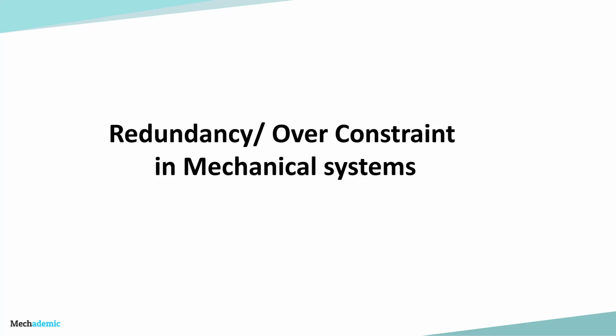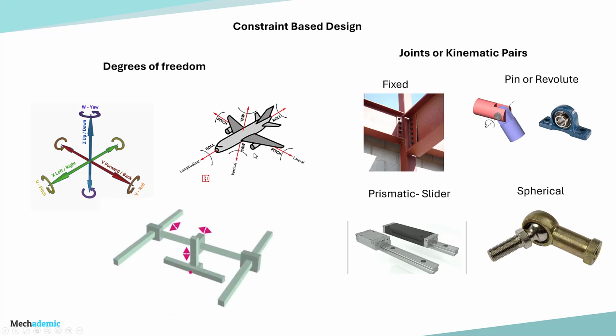To understand this concept, first we need to understand the concepts of degrees of freedom and kinematic pairs. These are fundamental concepts of kinematics for mechanical engineers, which we study in college. The degrees of freedom are basically the number of ways in which a part can move or rotate. So let's say for an aircraft, it has 6 degrees of freedom. It can move forward, back, up, down, sideways, and roll, yaw, or pitch. So any object in space has 6 degrees of freedom.